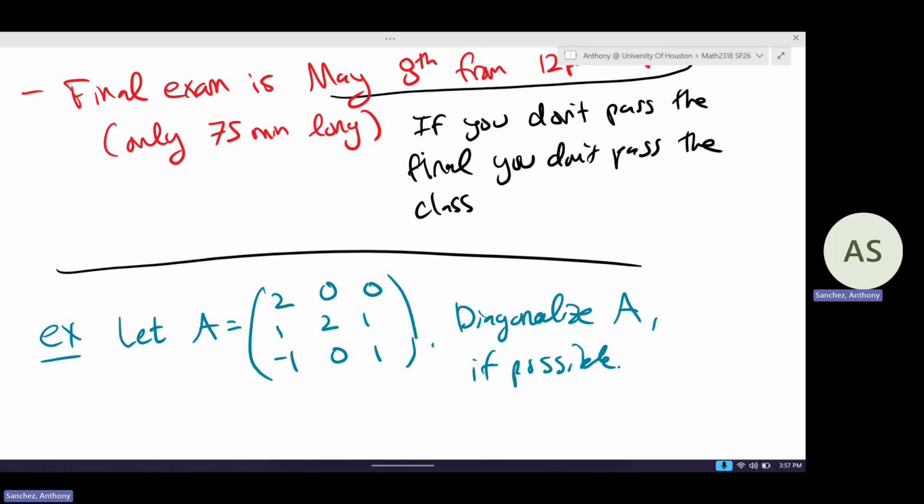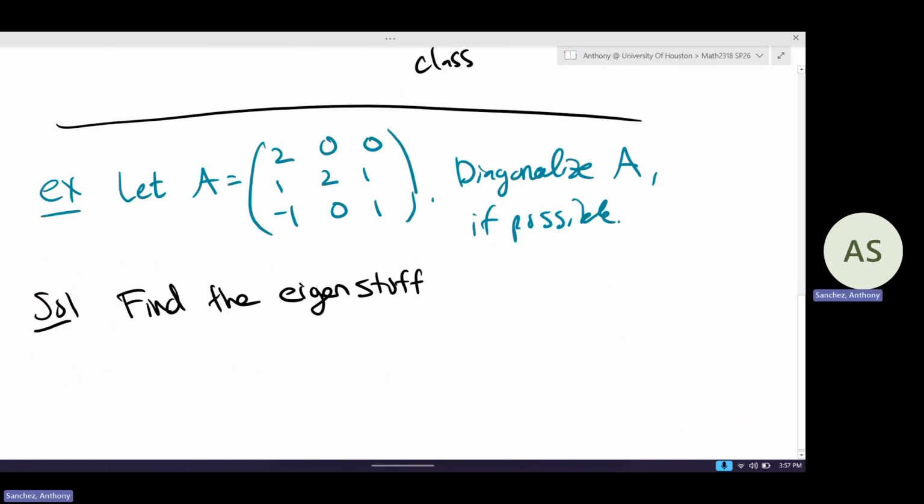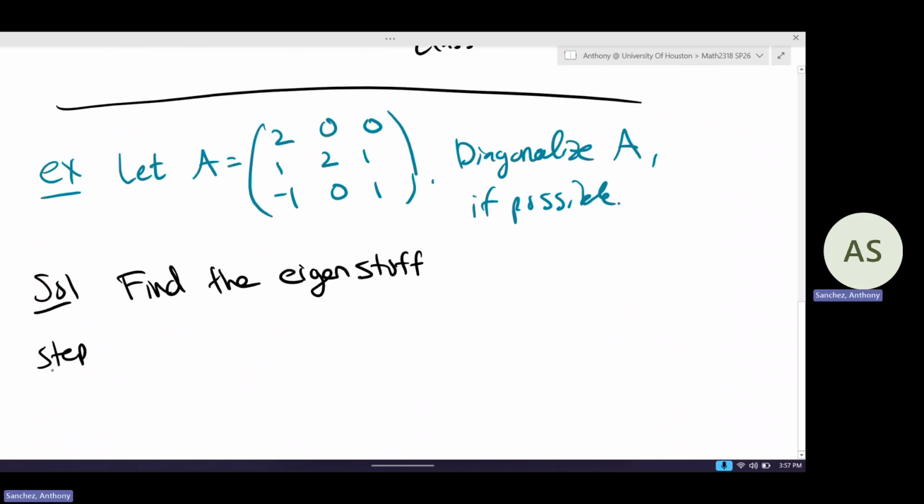And how can you make A look like a diagonal matrix, at least according to the theory developed in the class? You can make A look like a diagonal matrix if you have enough eigenvalues. So this is a long-winded way of saying find all the eigen stuff, every last piece you can think of. All right, so step one, of course, will be to find the eigenvalues.